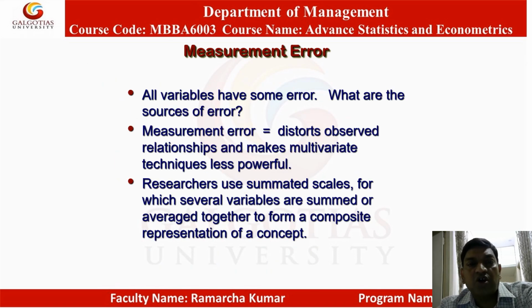Measurement error. All variables have some error. What are the sources of error? Measurement error distorts observed relationships and makes multivariate techniques less powerful. Researchers use summated scales, for which several variables are summed or averaged together to form a composite representation of a concept.